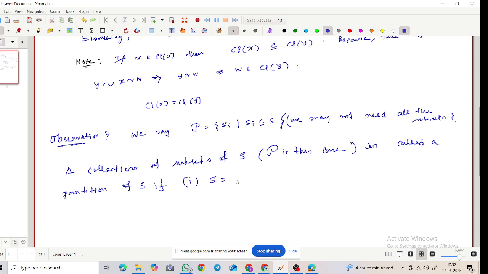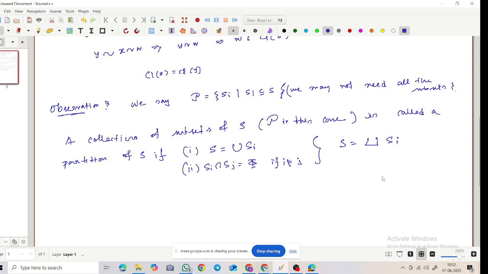One, S is the union of the S_i. This union should exhaust S. And two, S_i intersection S_j is phi if i not equal to j. Understood? Together we can write it as S is the disjoint union of the S_i. This is the sign of disjoint union.